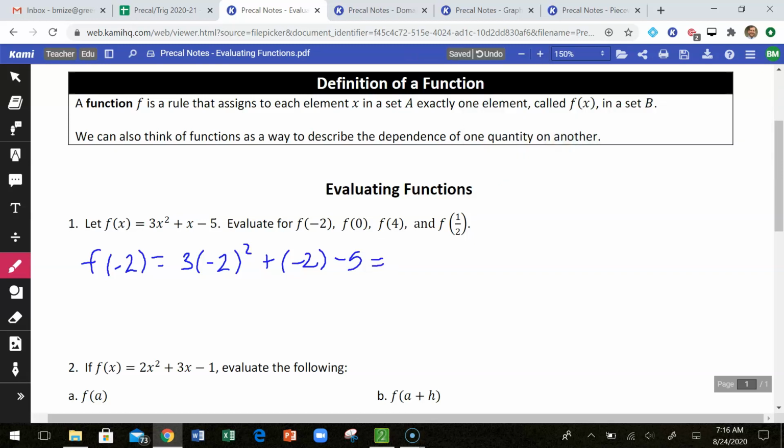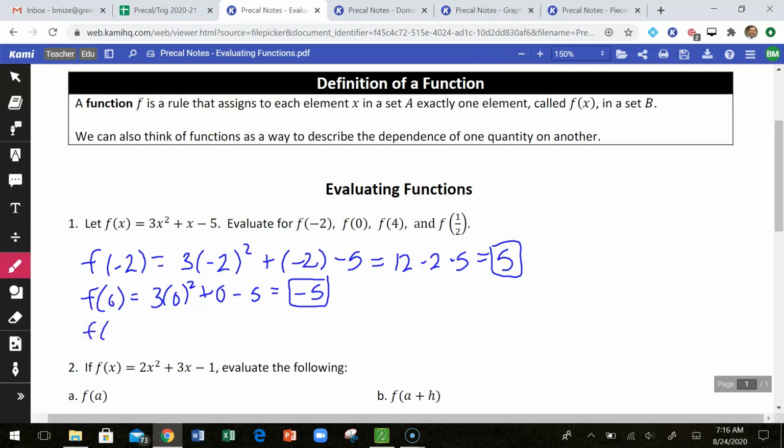So that's going to be negative 2 squared would be 4 times 3 would be 12 minus 2 minus 5, which is going to be 5. F of 0. When evaluating a polynomial, plugging in 0 is nice because all your x terms will go away and you will just end up with the constant term negative 5. F of 4. 3 times 4 squared plus 4 minus 5, which is 16 times 3, which is 48, plus 4 minus 5, that's going to be 47.